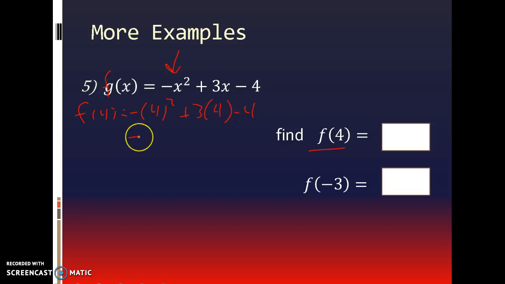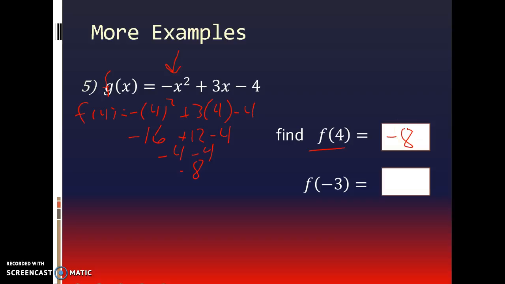And so we have negative, but 4 squared is 16. And so notice this is different. This is going to be negative 16 here, because I square it first and then I make it negative. Plus 3 times 4, that's 12, minus 4. So negative 16 plus 12, well, that's negative 4, minus 4, and that's negative 8. So f of 4 is negative 8.